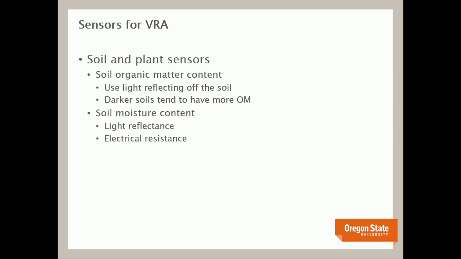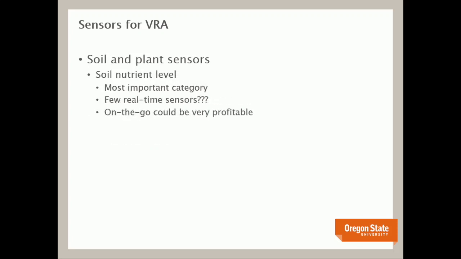It can be used for soil organic matter content, using light reflectance of the soil. Darker soils tend to have more organic matter. Soil moisture content uses light reflectance or electrical resistance based sensors. Soil and plant sensors are for soil nutrient level, the most important category. Few real-time sensors on the go could be very profitable.